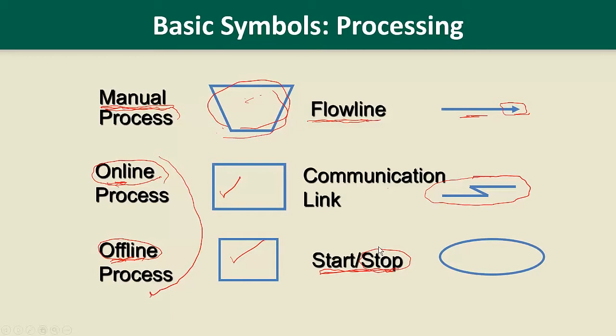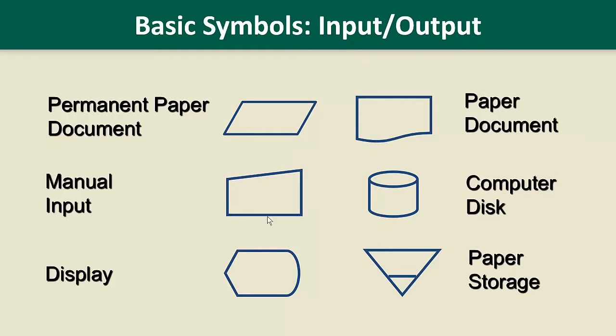A few more symbols here. So the information itself, the data, is carried on various types of media. Here we have permanent paper document. Here we have another symbol, more common actually. This is usually for temporary documents like purchase orders, forms, paychecks.